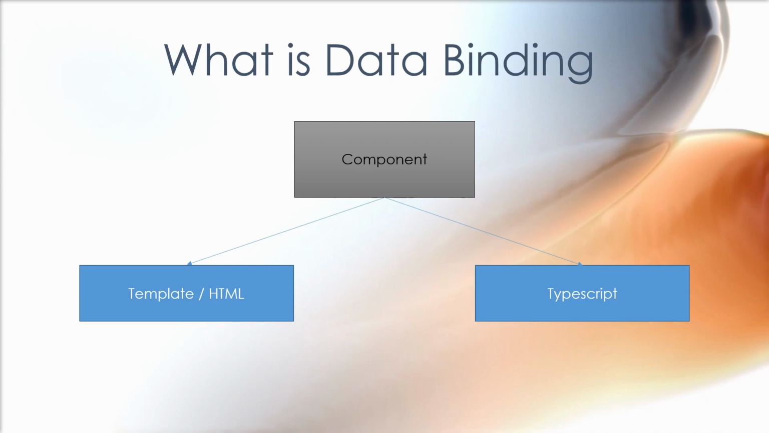But wouldn't it be great if these two main pieces of our component could talk to each other so that any change in the HTML or the template done by the user is sent to the TypeScript file, and also if after processing certain data, the data is ready, then we can also send it to the HTML so that user can see it. This is possible, and this is exactly what is known as data binding. This is the means of communication between these two pieces of a component.